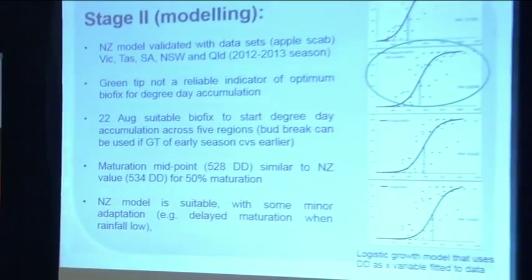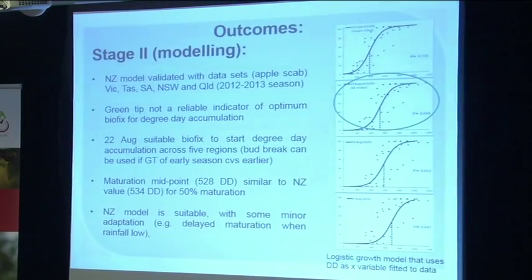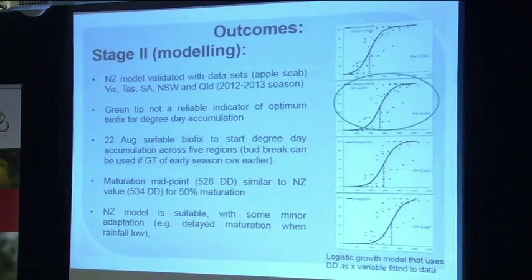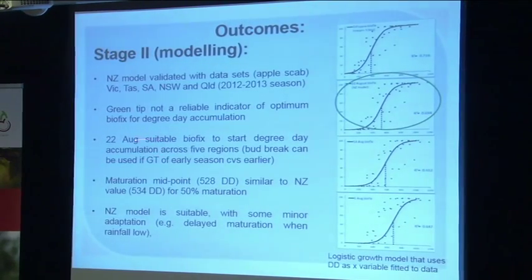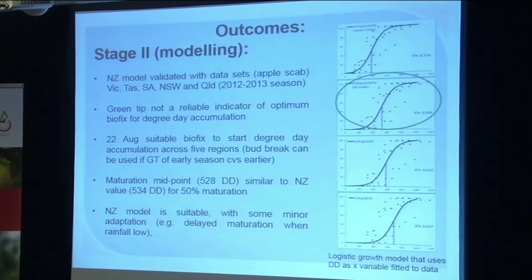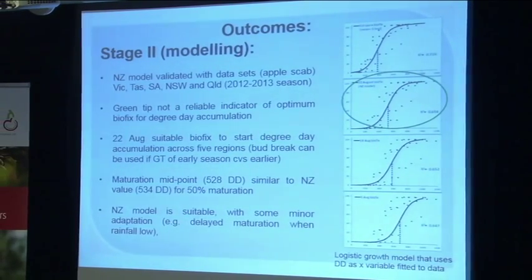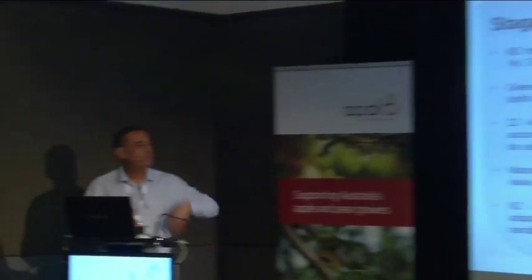So in summary here, green tip was not a reliable indicator of the optimum biofix or the time to start accumulating degree days because of the differences in bud burst and green tip. So a uniform biofix was to start the model on the 22nd of August, and pretty much that takes into account the early season variety that's starting to bud burst and green tip. So there is a prediction of ascospores to be released when the green tip is starting to appear for the early varieties.